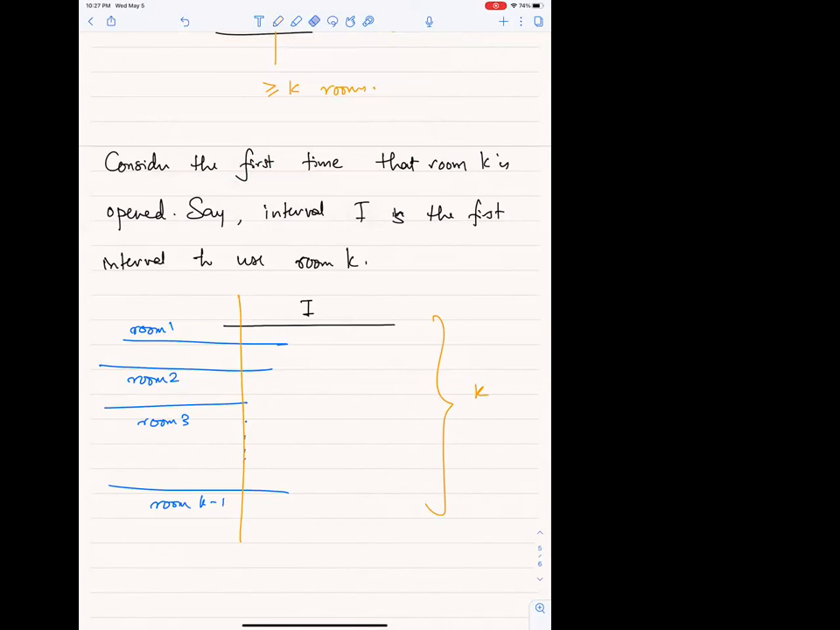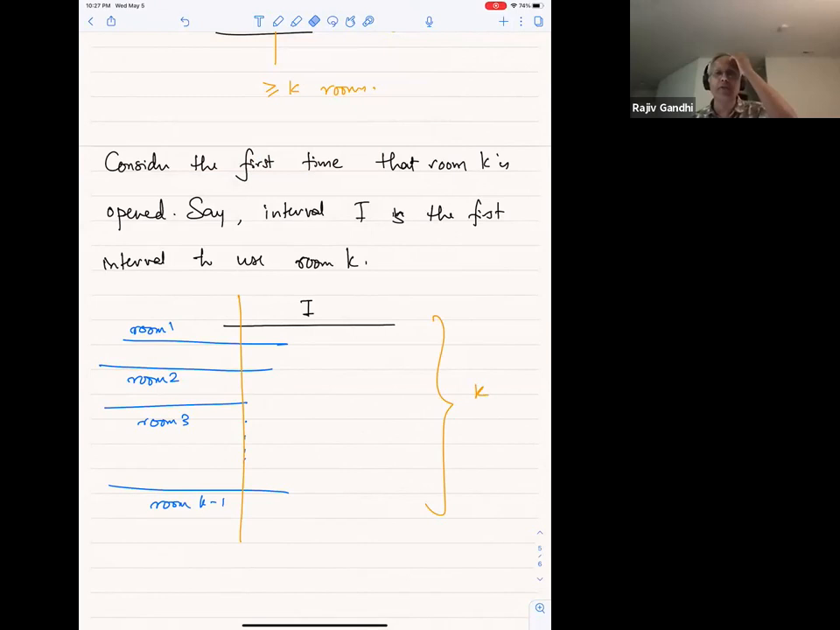Right? We are using K rooms. God must use at least K rooms, and we are done. That is an optimal solution, must use K rooms. Are we all good with this argument? Yes. Devansh, go ahead.